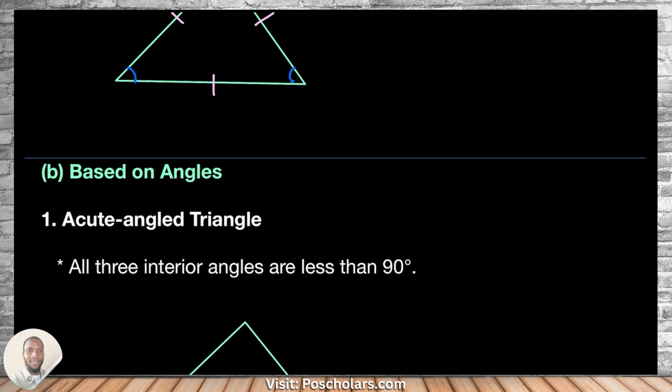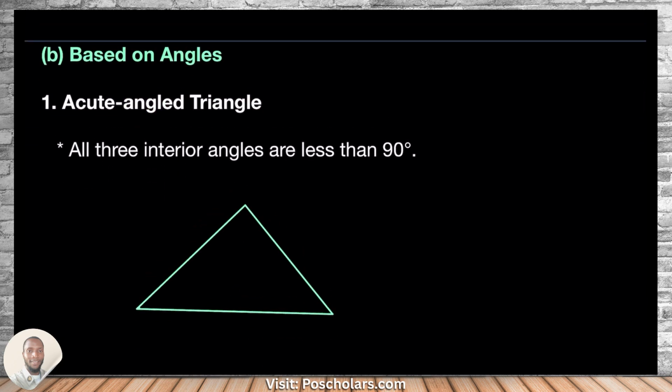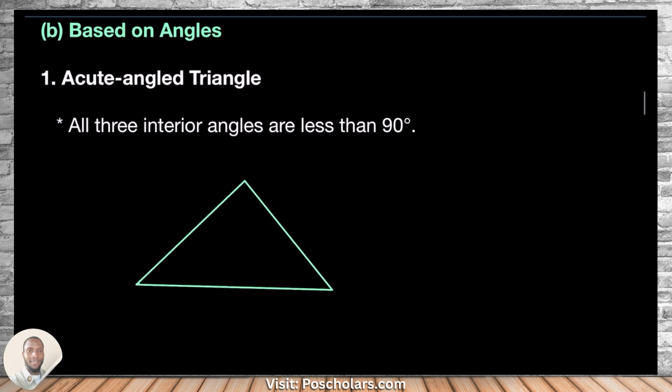Now we want to move on to classification based on angle. What are the types of triangle based on angle? The first one is the acute angled triangle. The property says all 3 interior angles are less than 90 degree. That means each of these angles must not be greater than 90 degree. That's the property of an acute angled triangle.